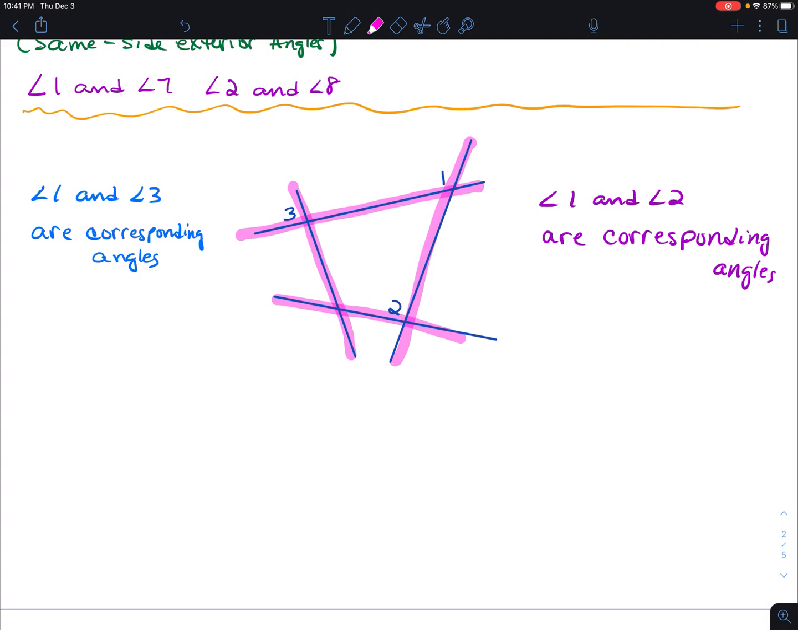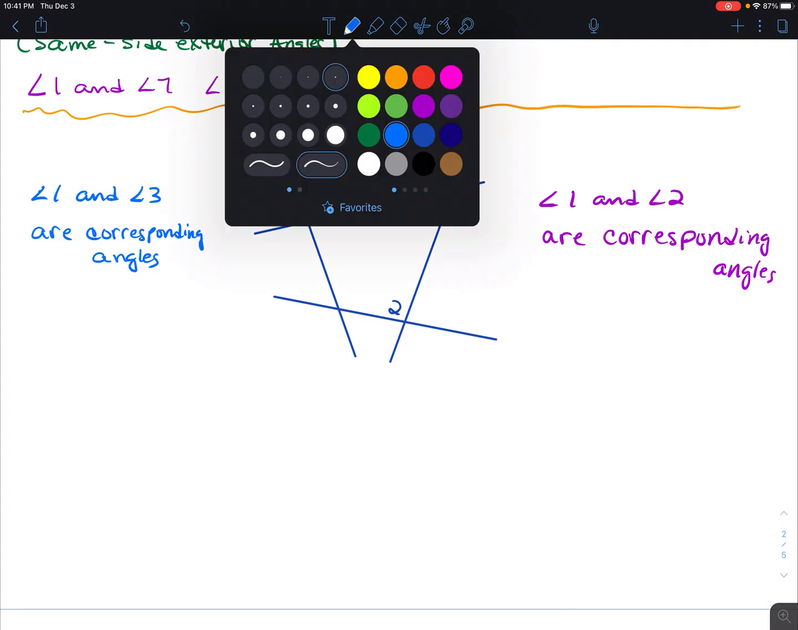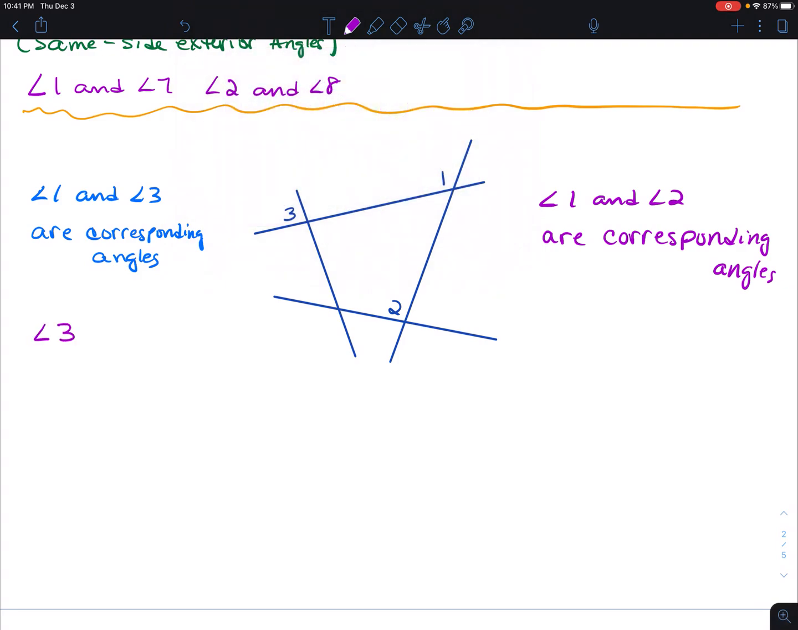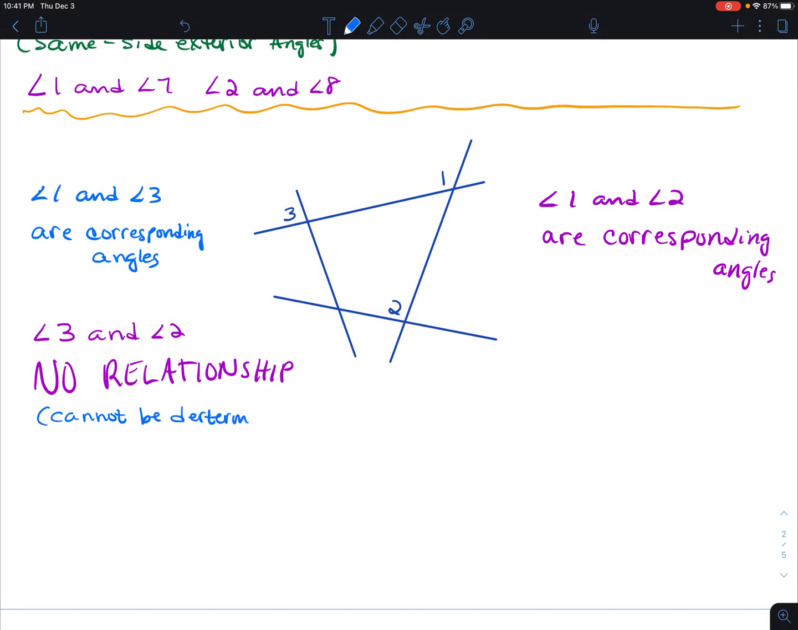That's too many lines. You cannot determine what kind of special pair of angles they are because you're using 4 lines. You cannot use 4 lines. Therefore, angle 3 and angle 2 have no relationship, meaning it cannot be determined, because we don't have any information.